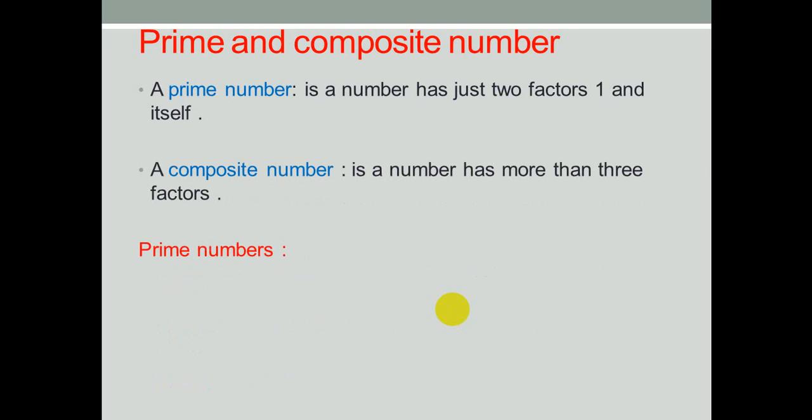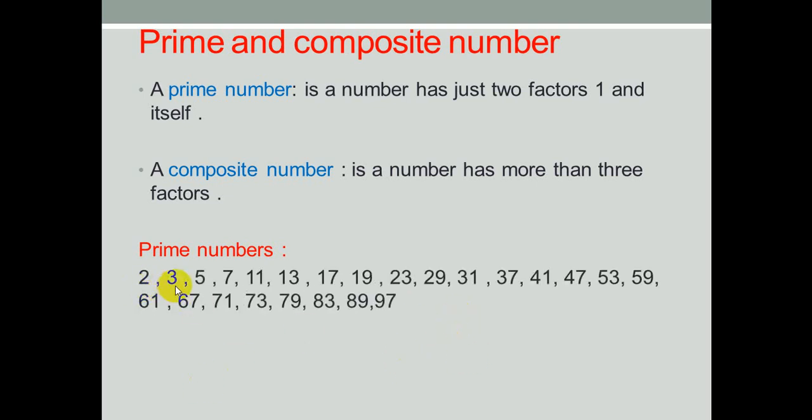The smallest prime number is 2. 1 is not a prime because it has just one factor, 1 times 1. A prime number should have two factors, 1 and itself. Start from 2.